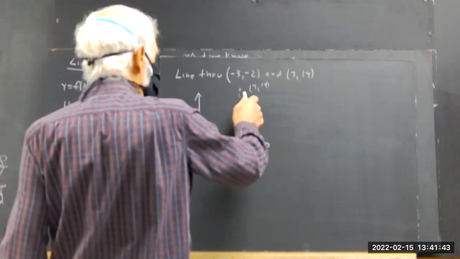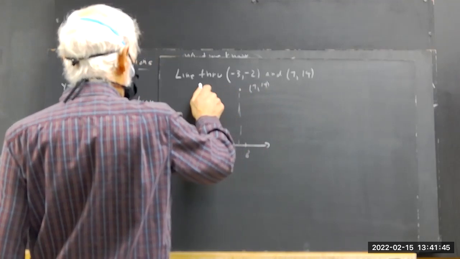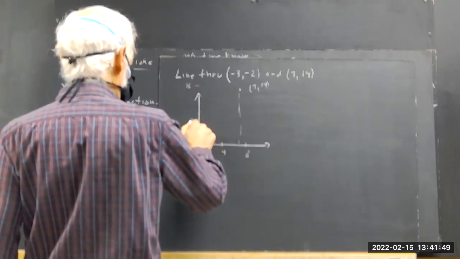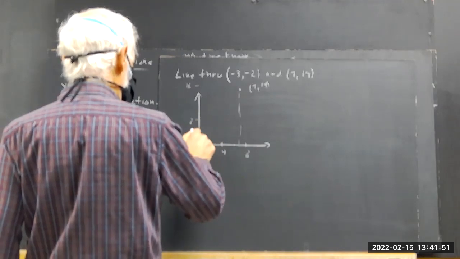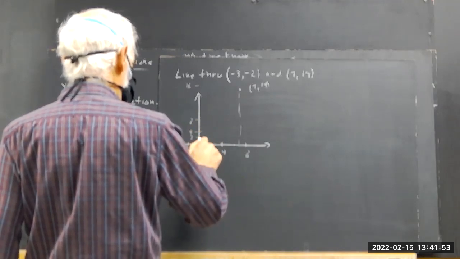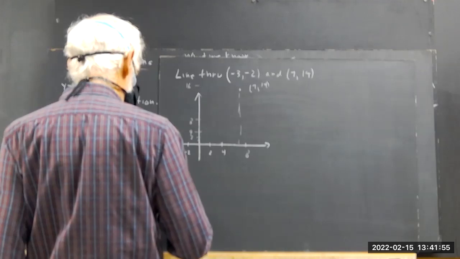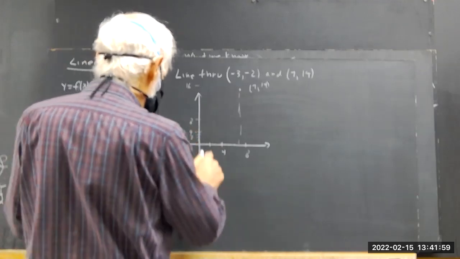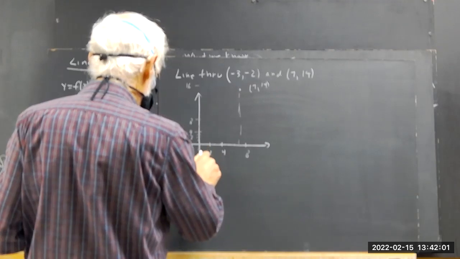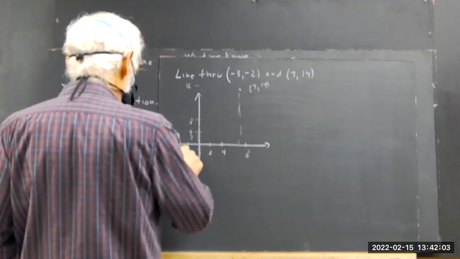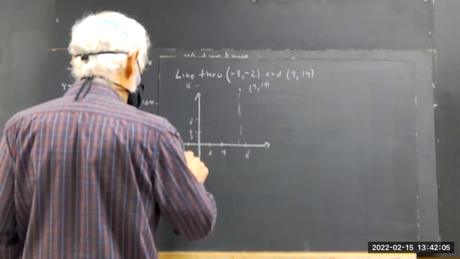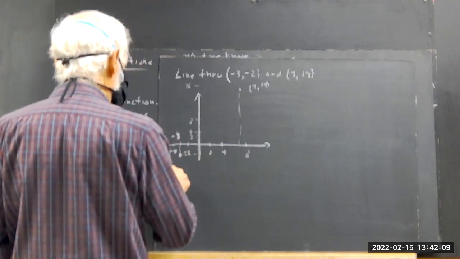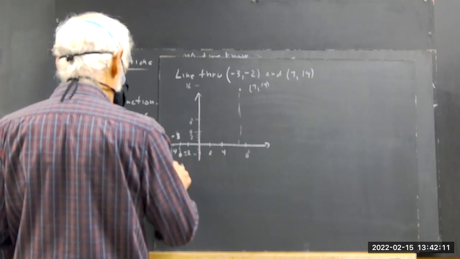And then if this is 14, that means 16 is about here. 8 would be about halfway down here. 4 would be about here. 2 would be about here. 1 would be about here. So that 3 would be about here, and -3 would be about that far down. So there's -3. So my point (-3, -2) is about here.